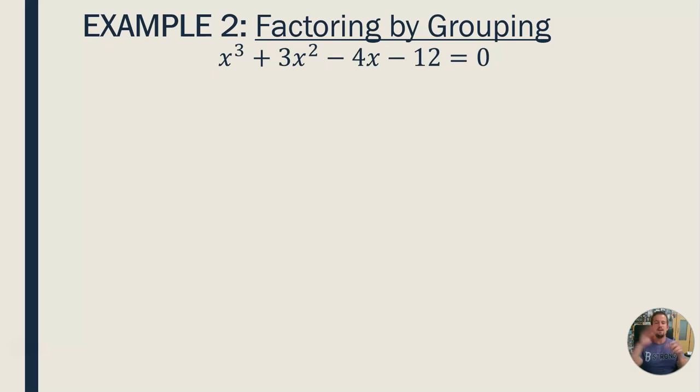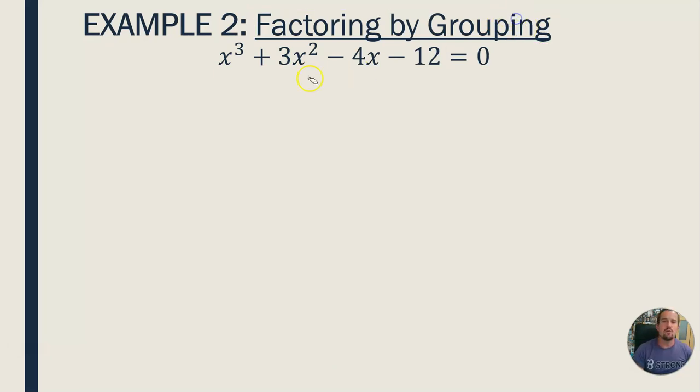Okay? So we're going to shift gears a little bit. The last method in this lesson that we're going to talk about as far as solving higher degree polynomial functions is something called factoring by grouping. Okay? So this problem right here, x cubed plus 3x squared minus 4x minus 12 equals 0, this looks maybe more like one of the problems I would have given you in the long division section.